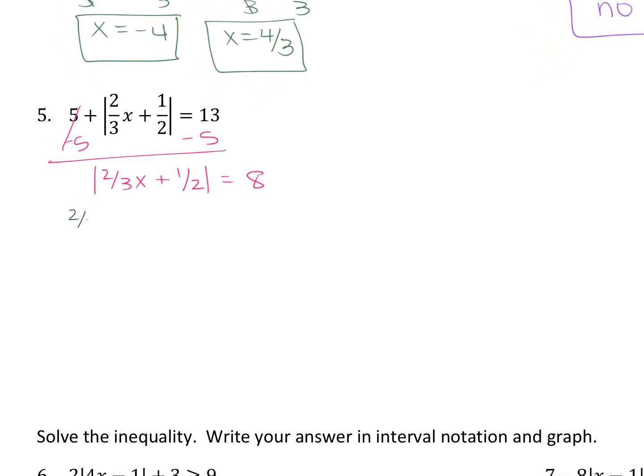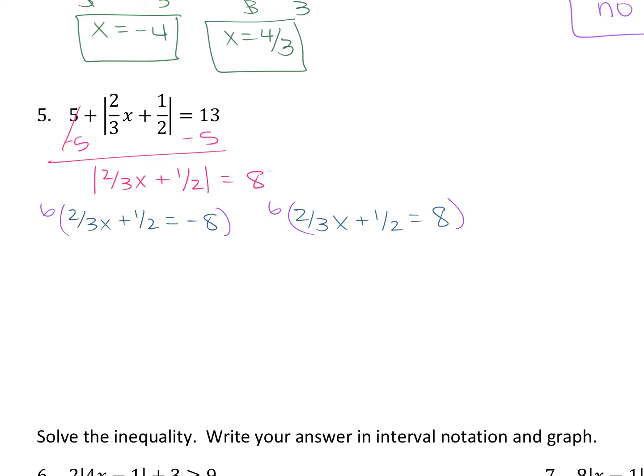One's going to give me 2 over 3x plus 1/2 is equal to negative 8. The other is going to give me 2 over 3x plus 1/2 is equal to positive 8. Now, I don't like working with fractions, so if it was me, I'd multiply my entire equation for both of these by 6 to get rid of my fractions. So it's just the least common denominator. I have 3, I have 2. Their least common multiple is 6, so I multiply everything by the 6.